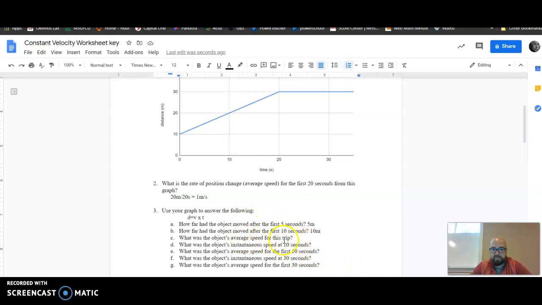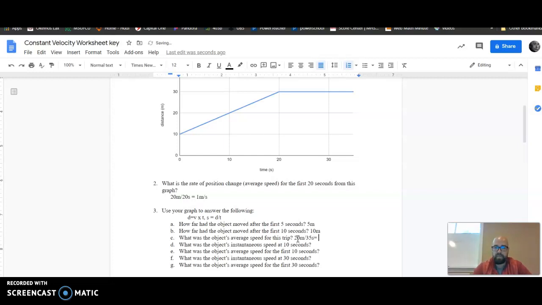Now, average speed. We talked about this in class today, but when you see average speed, you know that you have this equation, that the average speed or average velocity equals distance divided by time. So it's for the whole trip now, so for the whole time. You have to think, how far did I move? I moved 20 meters. And how long was the whole trip? Well, it was 35 seconds.